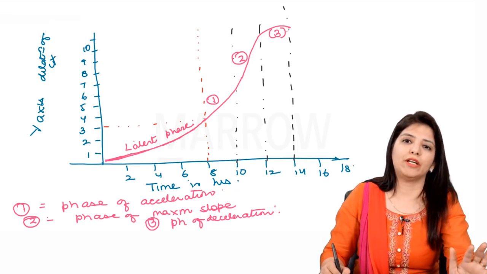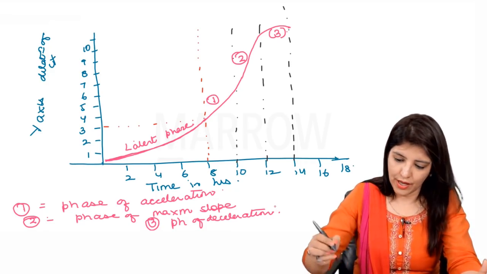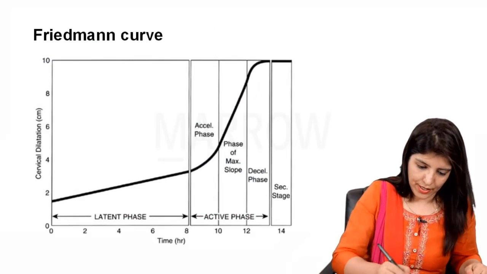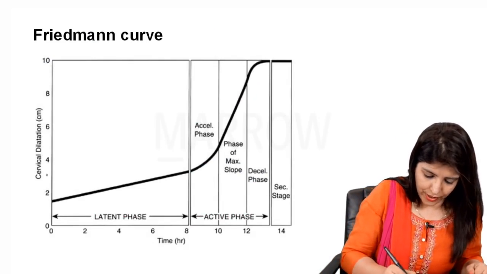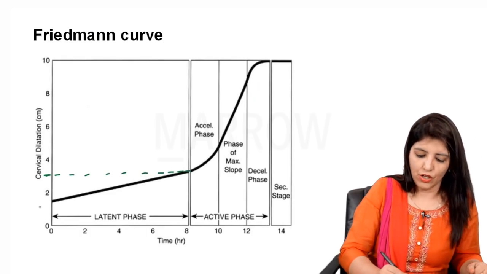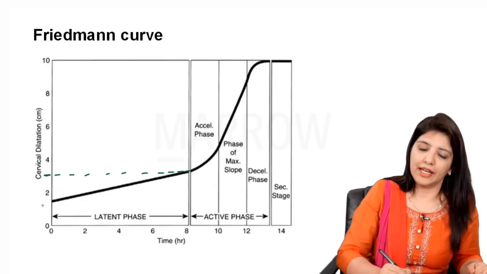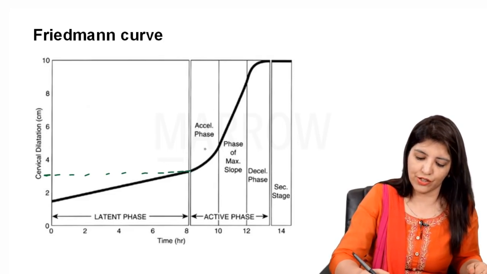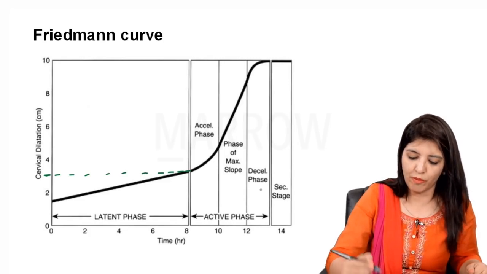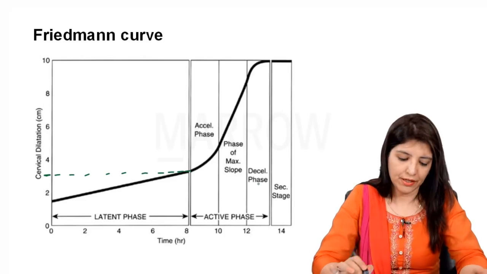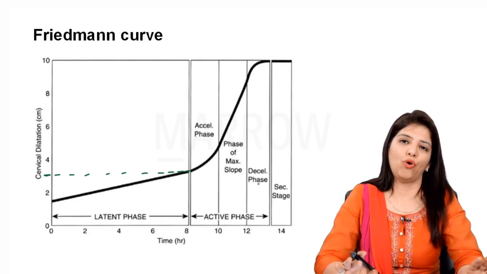But this Freedman curve is no longer used. I'll show you an actual Freedman curve. Can you see here? This over here somewhere will be 3 centimeters. Right? So the curve is coming, the latent phase, and then we have the active phase. In active phase, there is acceleration phase, phase of maximum slope, and the deceleration phase. Clear? But Freedman curve is no longer used.